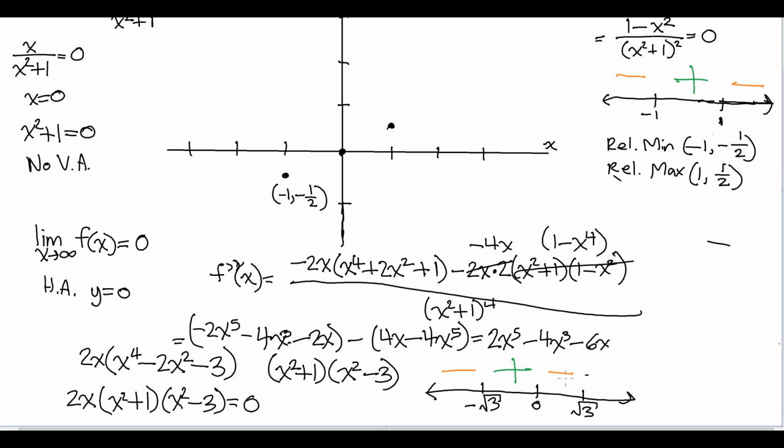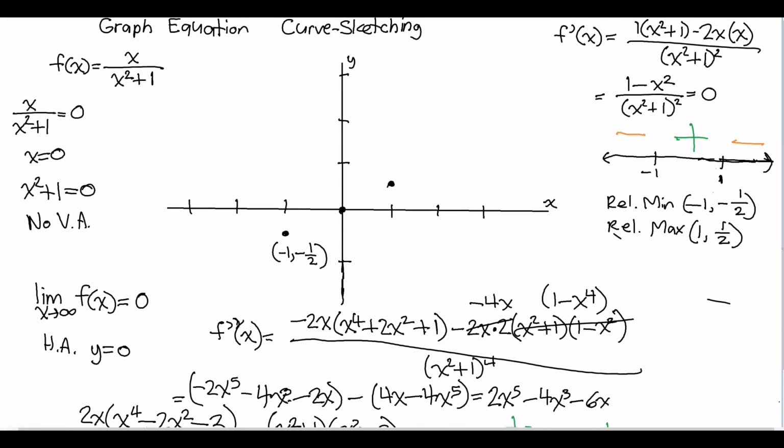Now, from root 3 to infinity, let's check 2. So we have positive, positive, positive. So it'll be concave upward. So all we need to do is graph the inflection points. Okay? So we have inflection points. It's getting a little messy, but at x equals 0, x equals plus and minus root 3. So x equals 0, we already have that. In fact, let's label it. And now we have root 3 over root 3 squared plus 1.